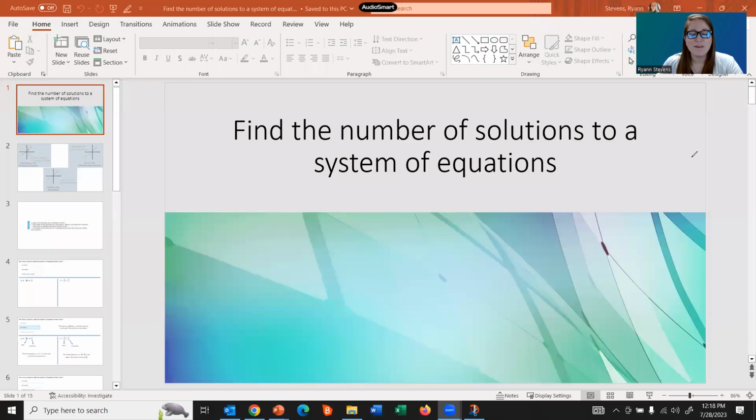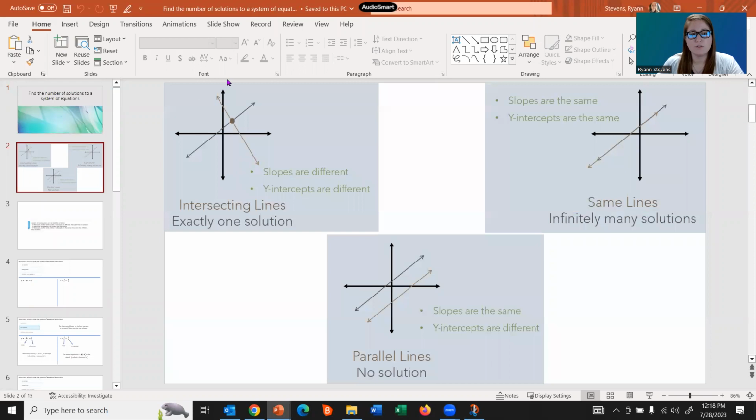We're going to be talking about finding the number of solutions to a system of equations. And there's going to be three different types of answers you'll see. So the first answer you're going to see is where the lines intersect at one point. And this is going to show us that we have exactly one solution. The one solution that we would be looking at would be this point right here. That's where the lines intersect.